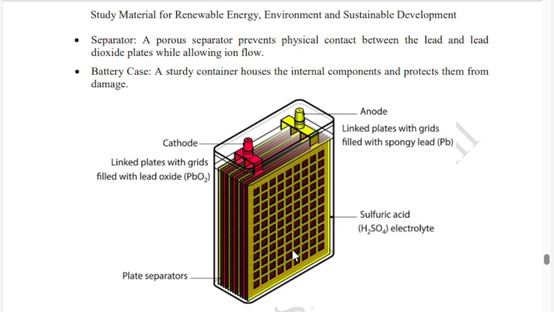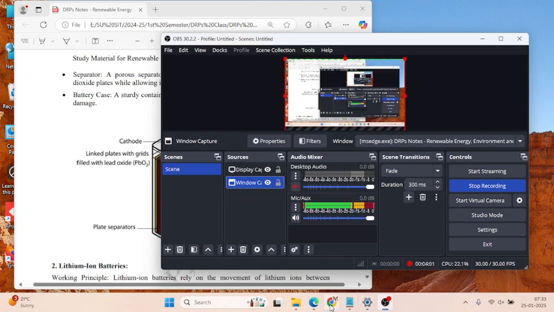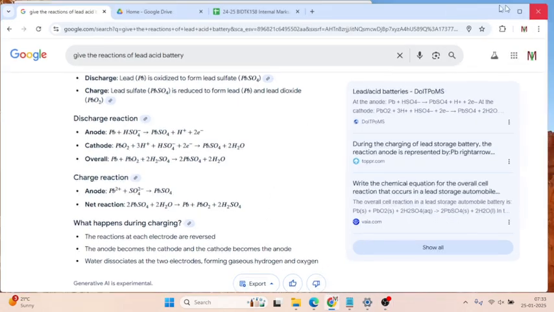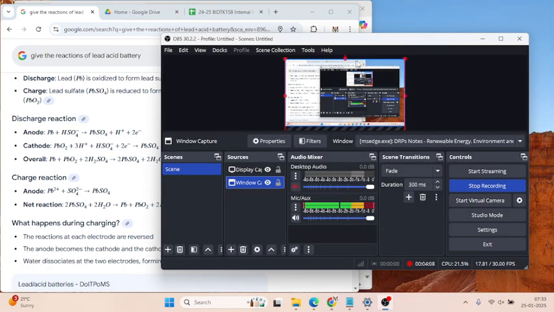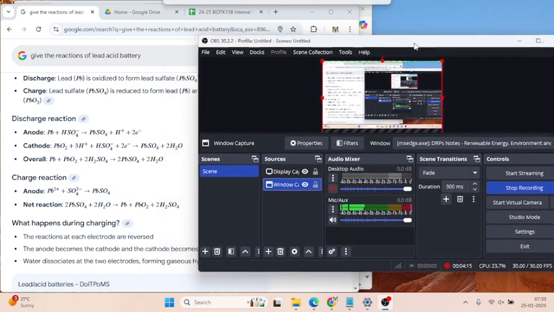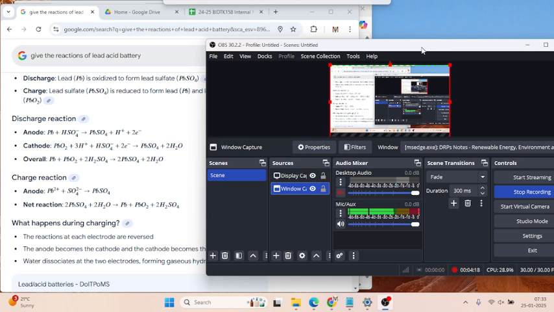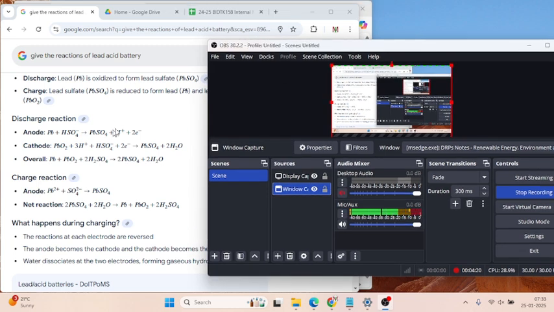Now, what happens during charging and discharging? For that, I need to come out from this. What reaction takes place? Okay, I think now it is visible. Towards the left side, I took it from the internet, I just Googled it.